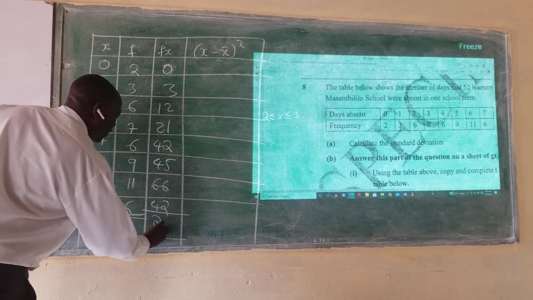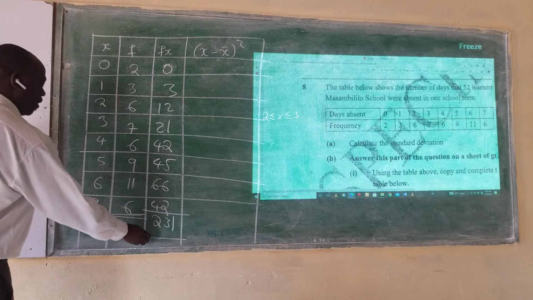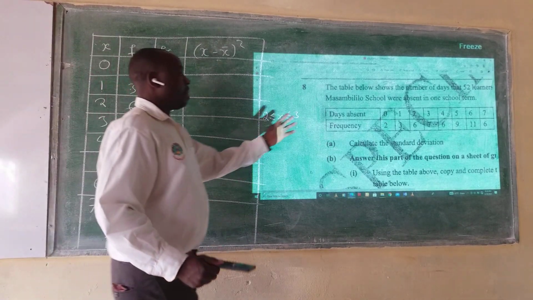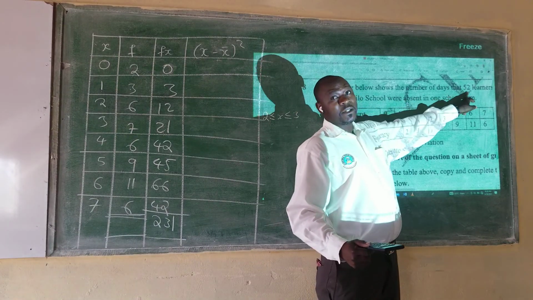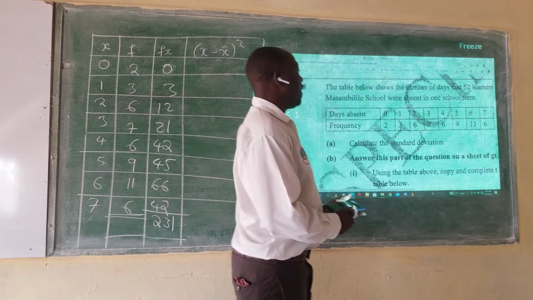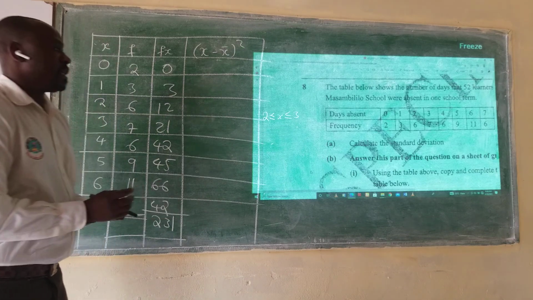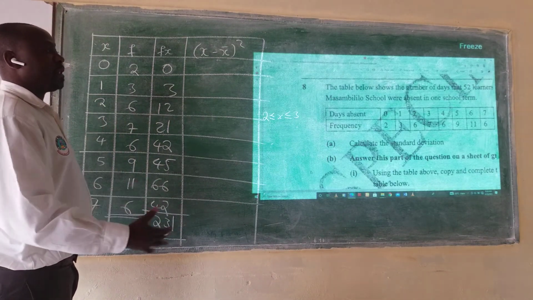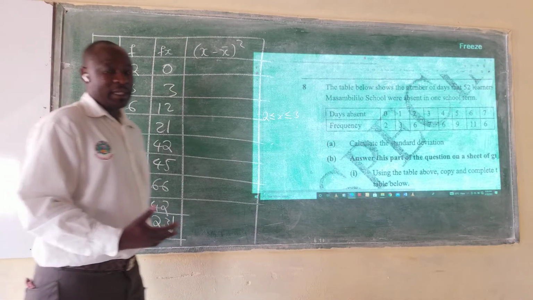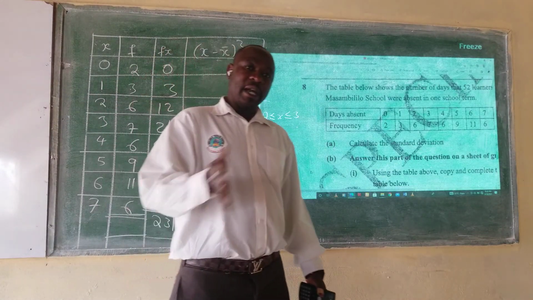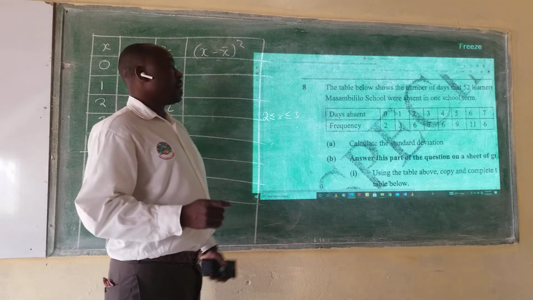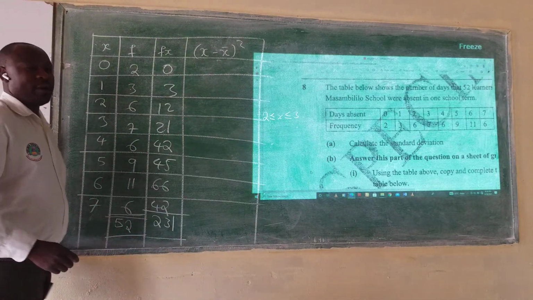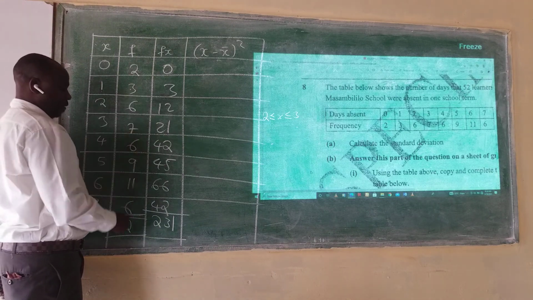231. So we should be getting 231. We are also going to sum the frequency, but now there's no need for us to sum the frequency because the summation of frequency has been given, because we are told 52 learners at Masambililo school. The study was done on the learners at Masambililo school to find out how many days they were absent at school. So the summation of frequencies is going to be 52. But in an event where you are not given, you just sum the frequency, you add the way we did with f of x.